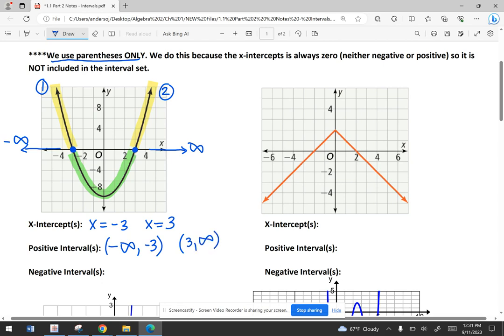How do we join those together? We're going to use something called a union symbol, and that union symbol is going to join those two intervals together.